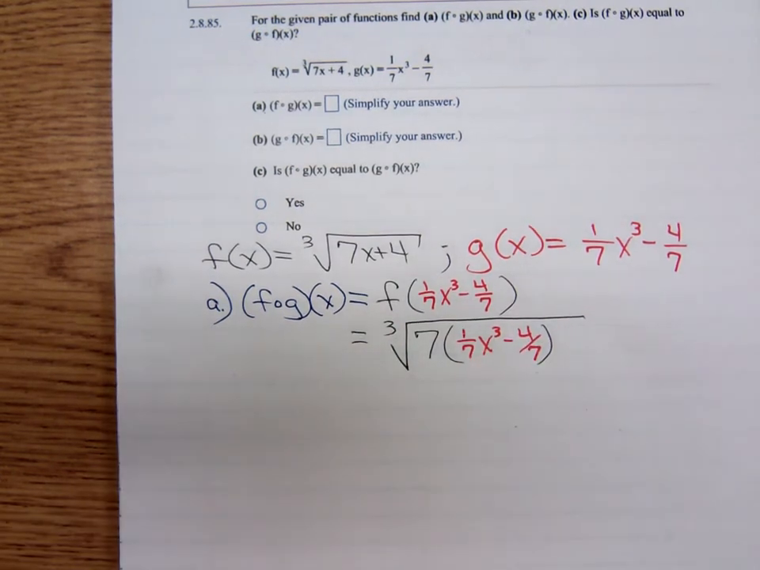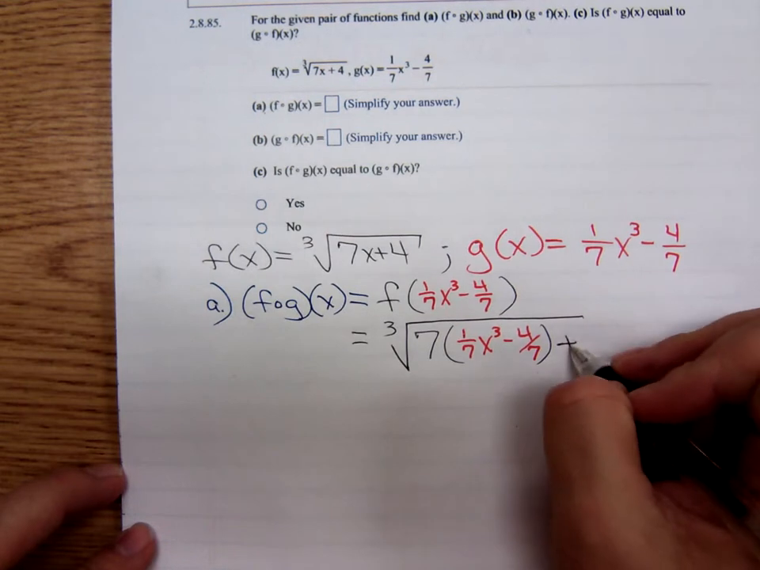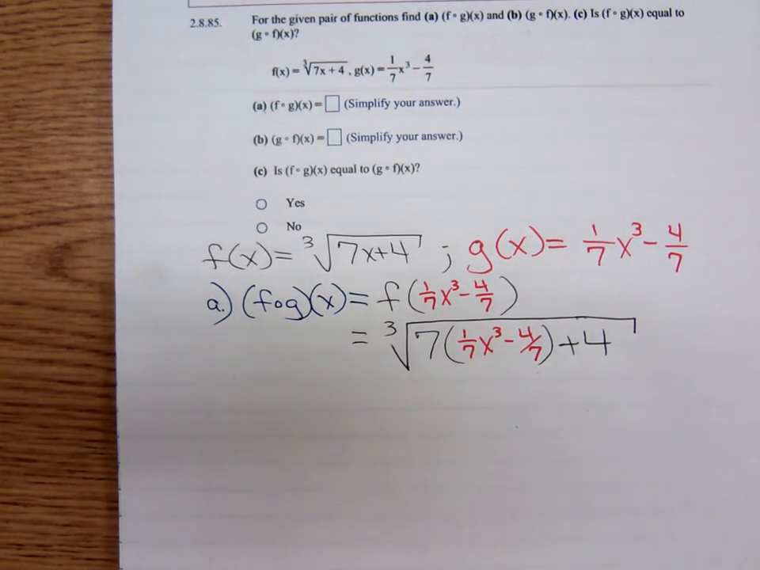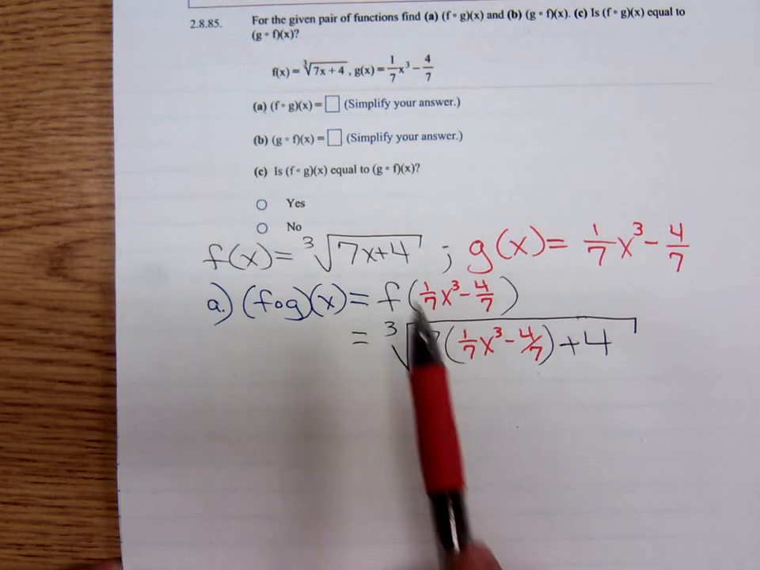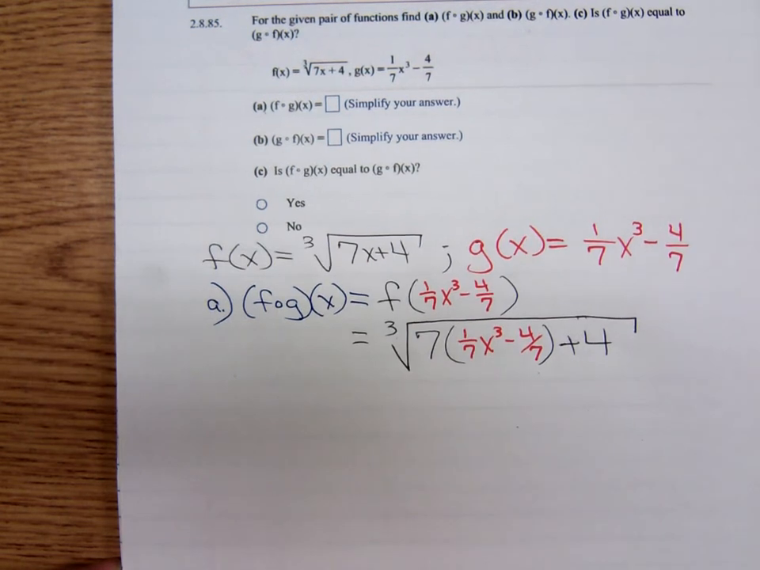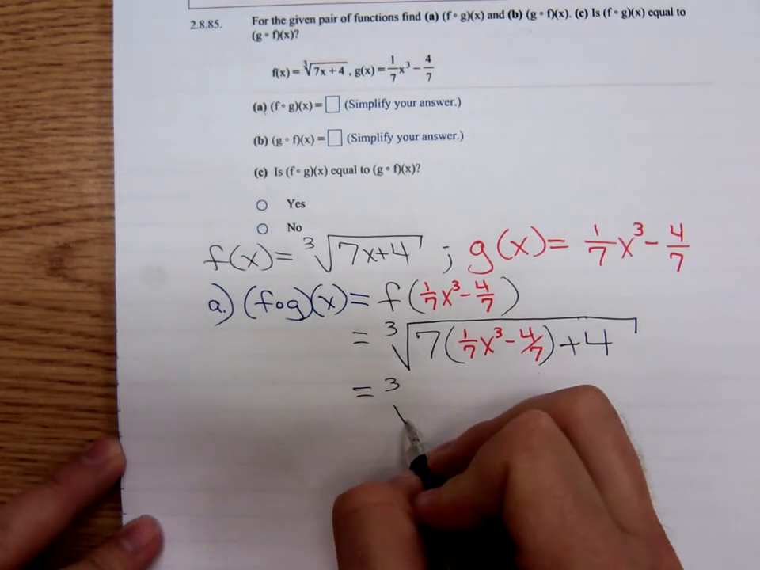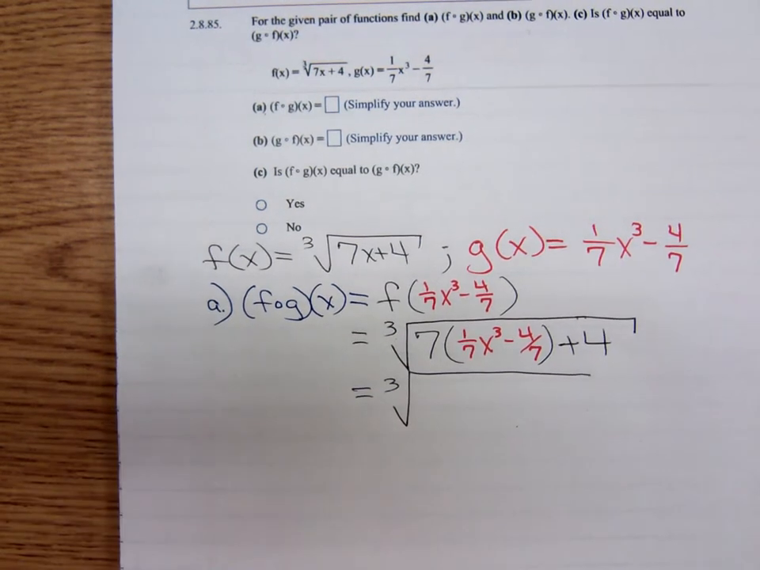Do we have anything else under that radical? Okay, I agree, the plus 4. Don't forget that. We came up to f, and we replaced the x with that red stuff, 1/7 x cubed minus 4/7. Now let's simplify. Distribute the 7. Something nice is about to happen. When you distribute the 7, you won't have any fractions left over there.